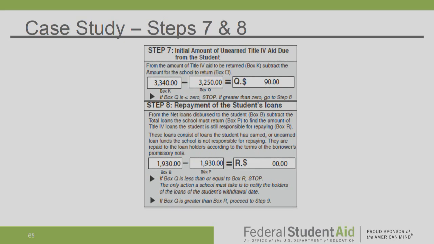In this slide, we're going to determine what to do with the unearned aid for which Richard is responsible. So in this case, Richard is only responsible for $90. But this $90 cannot come out of loan funds because the school's already returned all the loan funds that Richard received. So what do we do with this remaining amount?